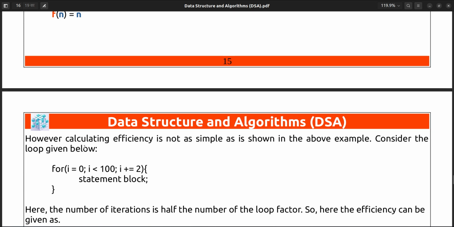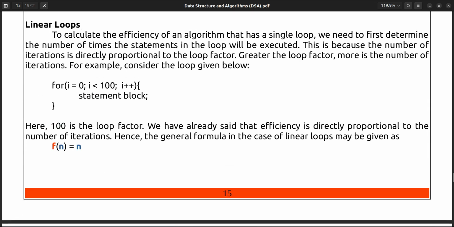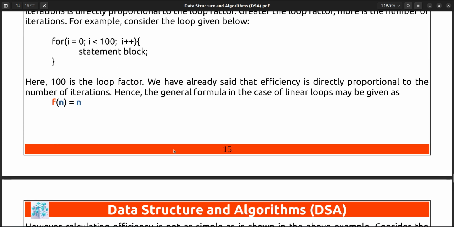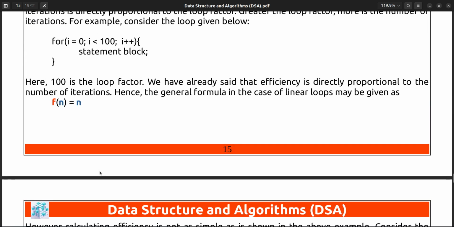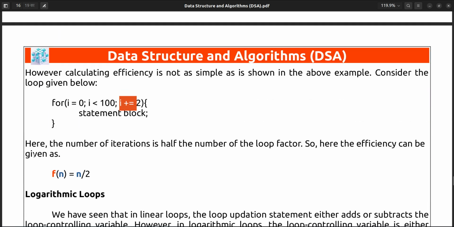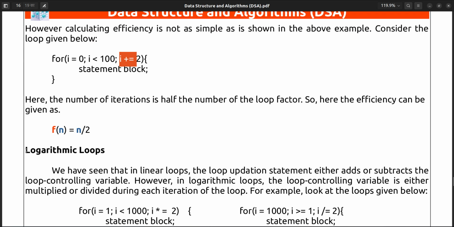Fine. So this is the linear loop, and it may vary in how you are doing the increment or the decrement. Okay, fine. Next one is dividing by 2, or it may be divided by 3, because if you are incrementing by 3, whatever value of i is there, it increments by 3, that's it.